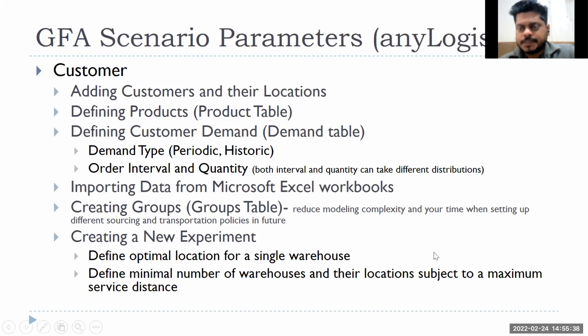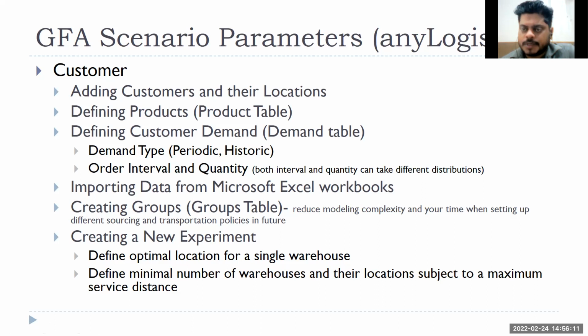These are the few things which will be a part of today's discussion: adding customers and their locations, and defining the product, what kind of product. The exercise I've given you today is for an electric vehicle, and there are four different models of that product: E20, 40, 60, 80, or something like that. Then defining customer demand from each distributor or dealer, how frequently they order, whether per week, per 15 days, per month, or per quarter, that we need to define.